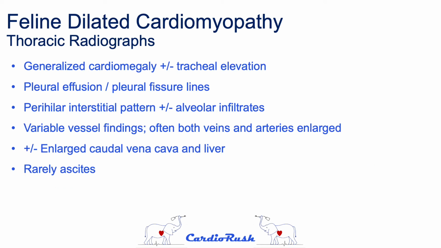Thoracic radiographs often show generalized cardiac enlargement. They may have pleural effusion or pleural fissure lines. Evidence of pulmonary edema may be present as well, with an interstitial or alveolar pattern in the lungs. In cats with heart failure, the veins may be enlarged, but sometimes the arteries are also enlarged, and the vena cava or liver may be enlarged as well.